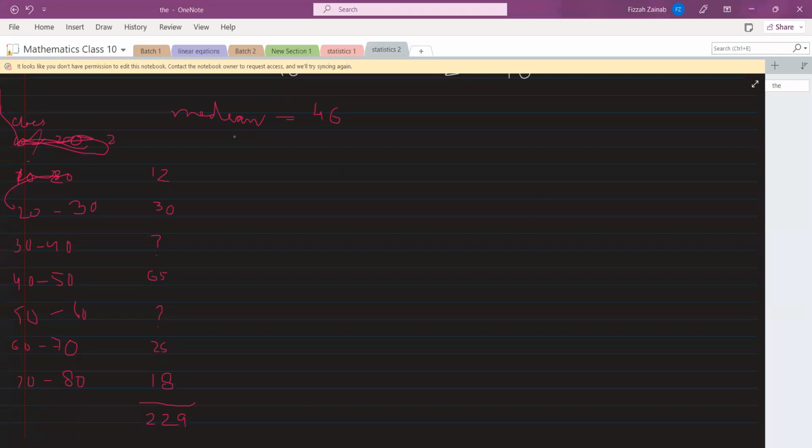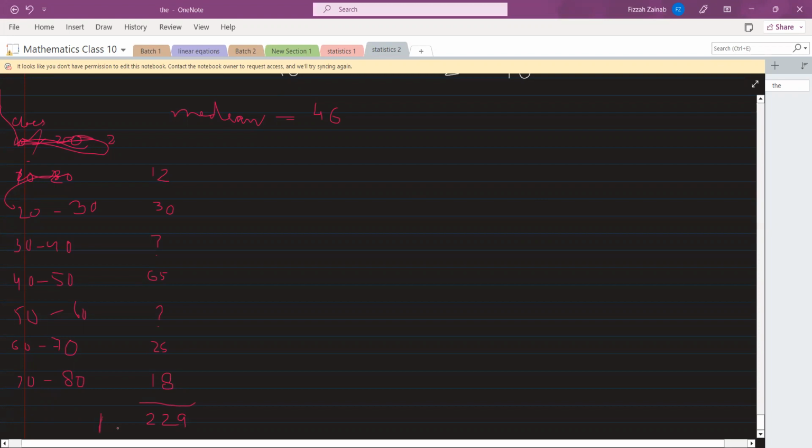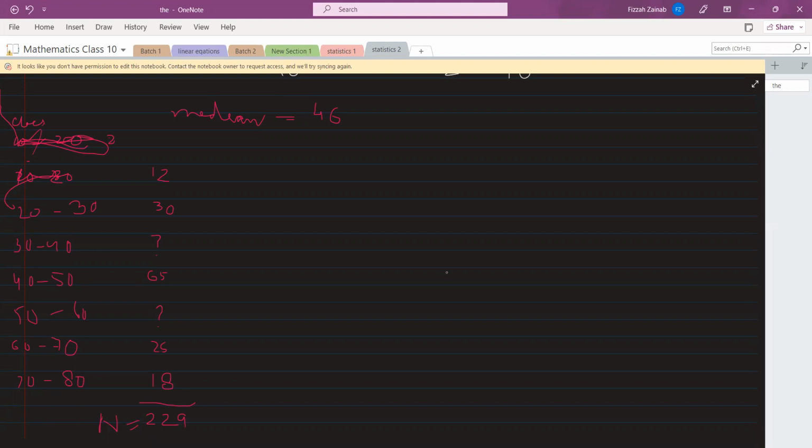So anyway, in this question, median is 46. The total of frequency is 229. So what is this total? That means summation of Fi, which we also denote by N. Clear? You have to find the missing frequencies. So there's no issue. You start with the median formula. Your N is 229. So you find N by 2. How much is N by 2? 229 divided by 2. What is the answer?